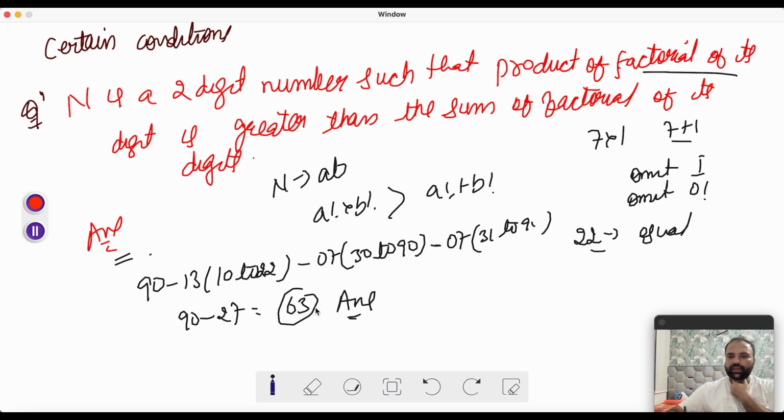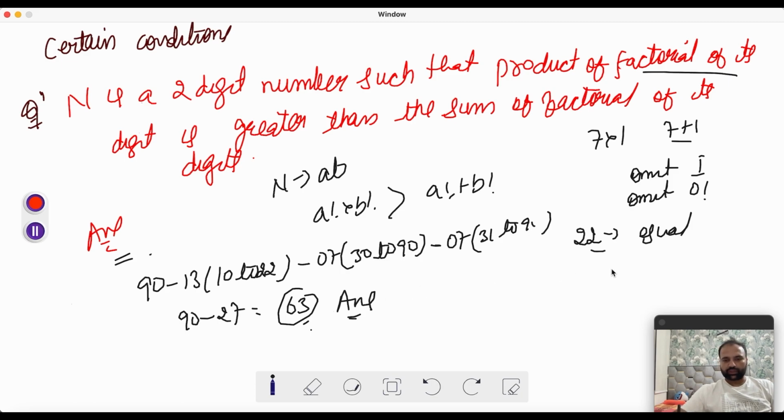Why did we do that? Because it's simple. Anywhere it is 1, it's not going to satisfy, because if the numbers are the same and you are adding 1 and multiplying 1, the addition would always be higher. But we don't want that here. We want the addition to be on our other end. So we have omitted those, and that's why you have 63.